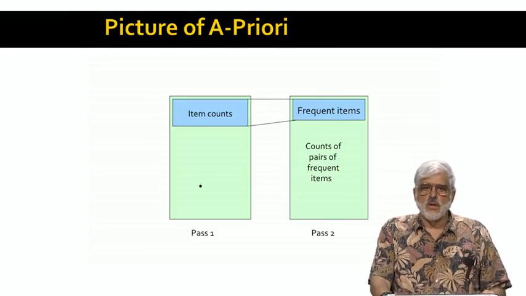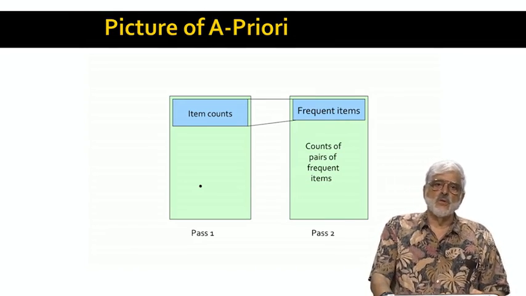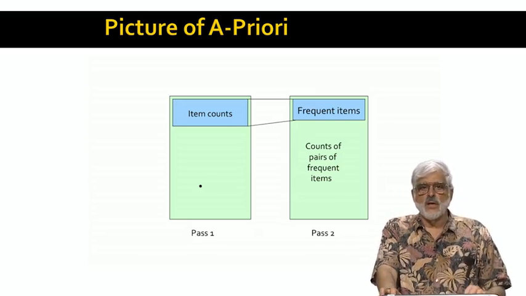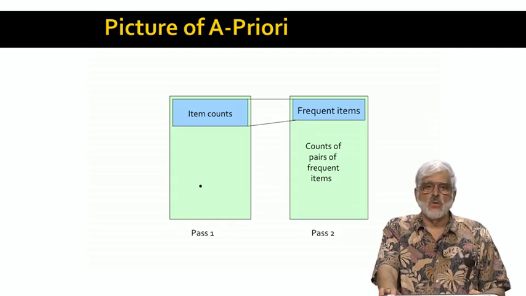So here's a picture, the first of a series we're going to use to compare different algorithms. The rectangles each represent main memory and how it is used on each pass. On the left, we see the first pass of the a priori algorithm.